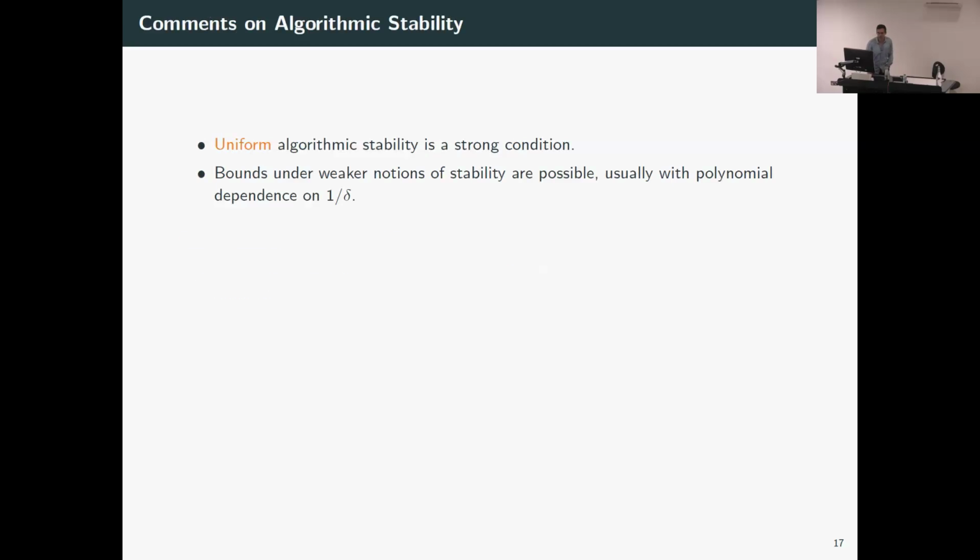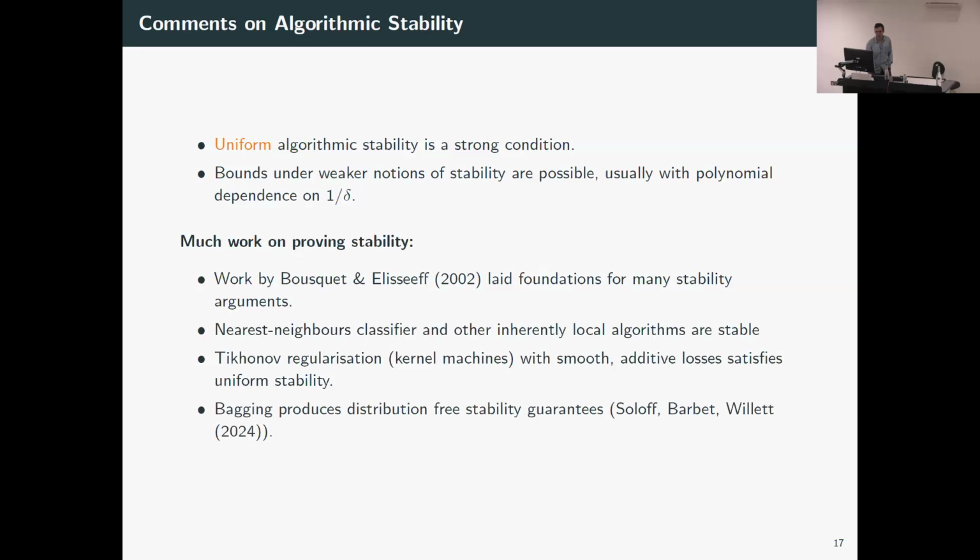And some comments on algorithmic stability. Uniform stability is a very strong condition. You can obtain bounds under weaker notions of stability, usually sacrificing the exponential dependence on delta. Instead of a log 1 over delta, you would have a polynomial dependence on 1 over delta. There's a lot of work on proving stability for different classes of algorithms: nearest neighbors methods, Tikhonov regularization, and especially bagging procedures.